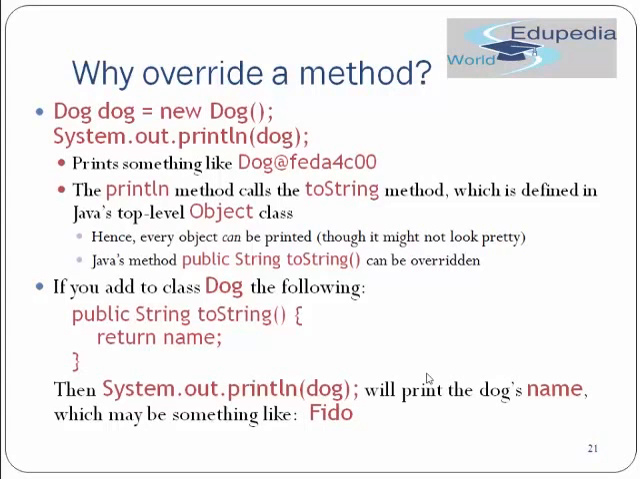Hence every object can be printed, and Java's public String toString method can be overridden, because every class inherits from Object. So toString can be overridden in any class. If you add to class Dog a public String toString that returns name, then System.out.println will print the dog's name instead of the object. It can print something like Fido, whatever name you have given.